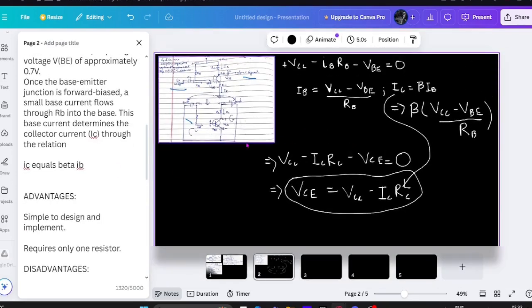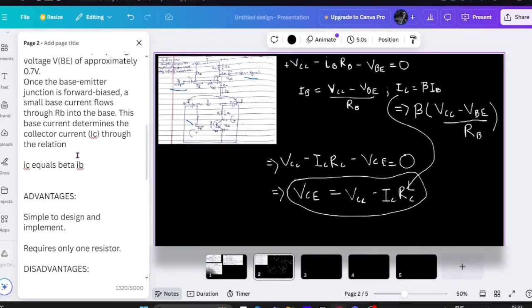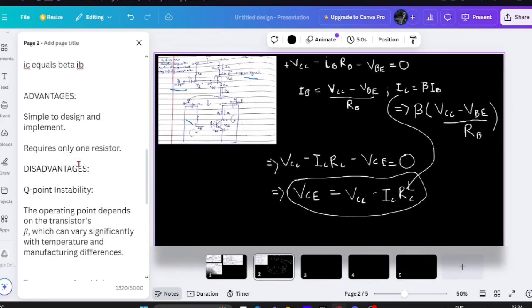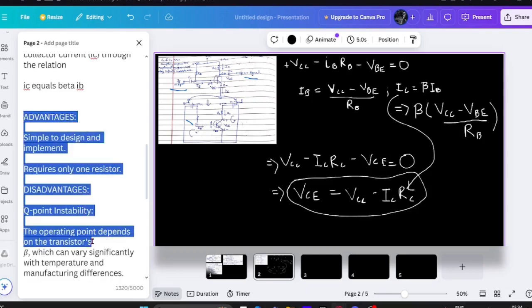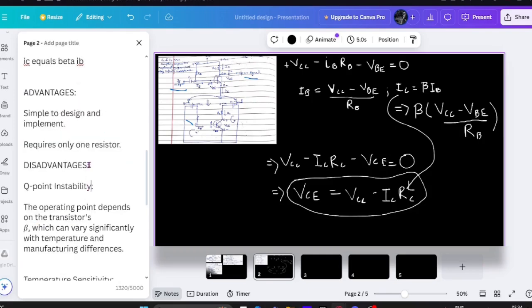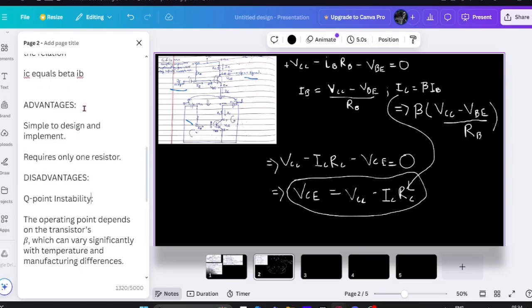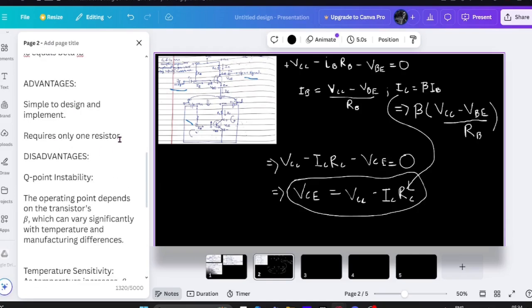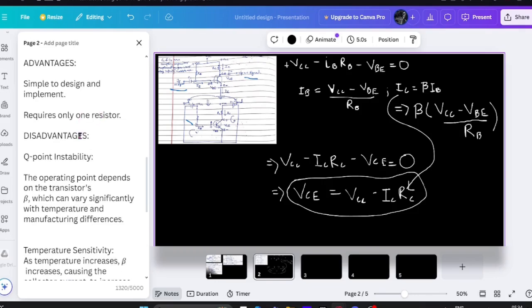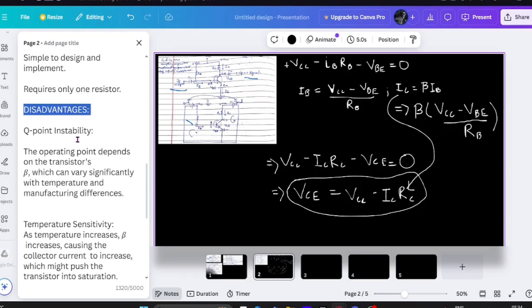Now this is the particular configuration for fixed bias configuration, and there are a few theoretical points about it which are particularly very important for our convenient day-to-day lives. A few advantages of this configuration include that it is simple to design and implement, and that it requires only one resistor. And what was the name of that resistor? We denoted it as RB. A disadvantage may be the Q point instability.